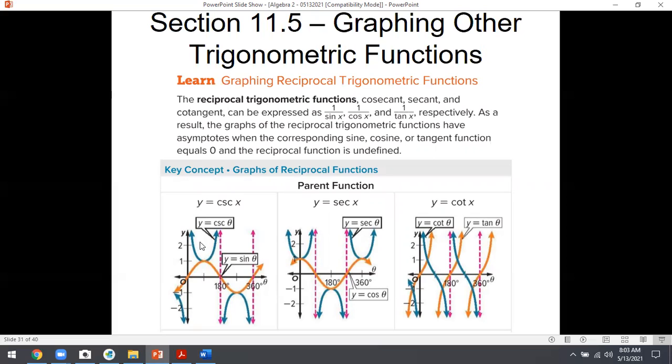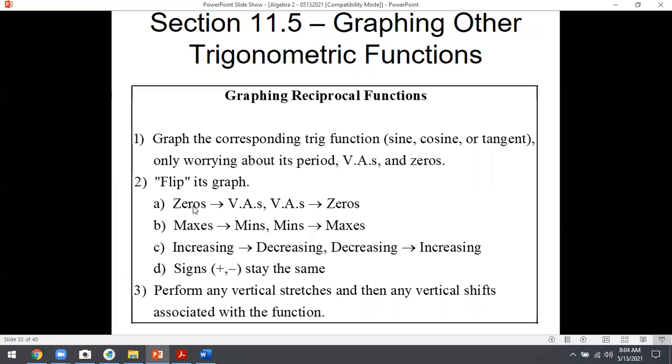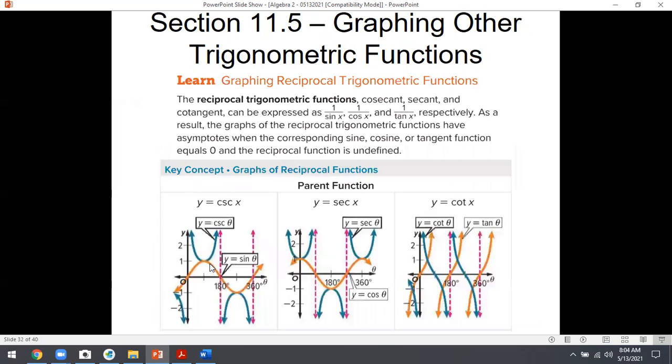And as we just discussed, how do you graph cosecant? Well, first off, you got to know cosecant is sine flipped, right? So you kind of draw your outline of sine. And what do you do? How do you flip things? Well, here's your kind of master thing. Zeros become vertical asymptotes, and vertical asymptotes become zeros. If there's any max, it'll turn to a min. If there's any min, it'll turn to a max. Main thing is increasing and decreasing switch roles, but the signs stay the same.